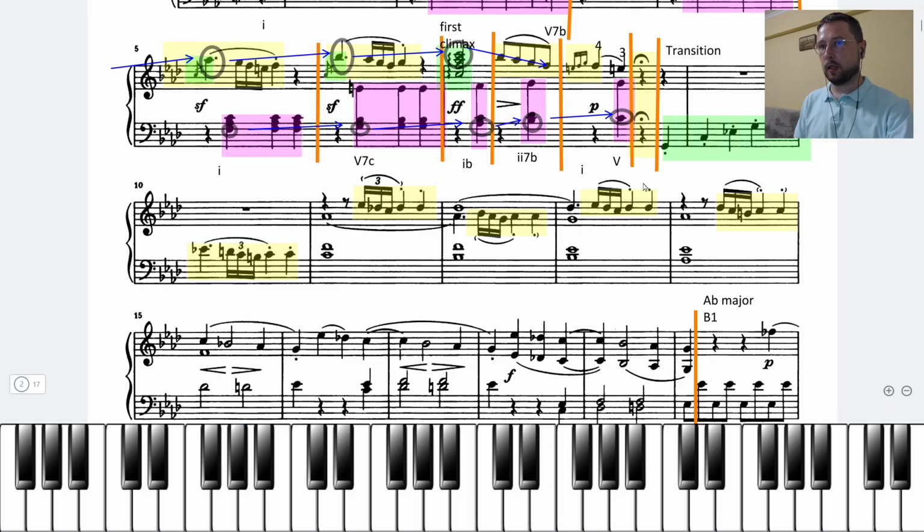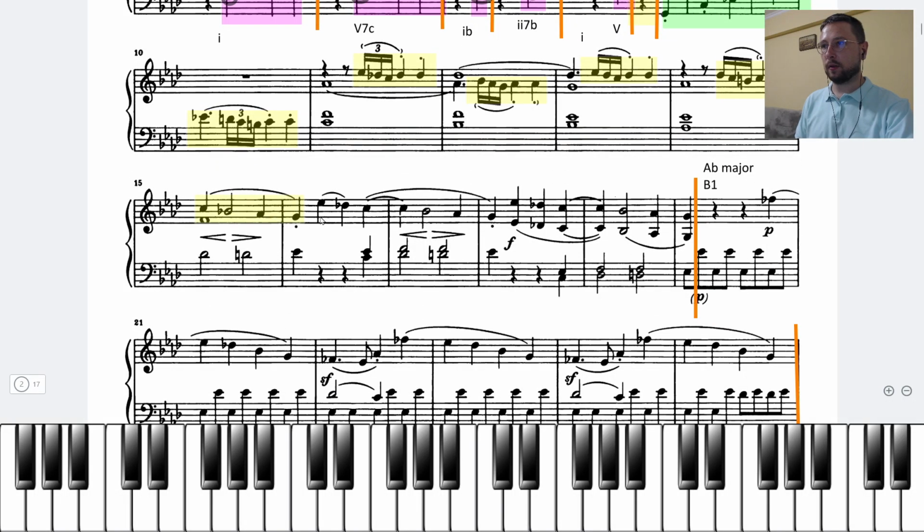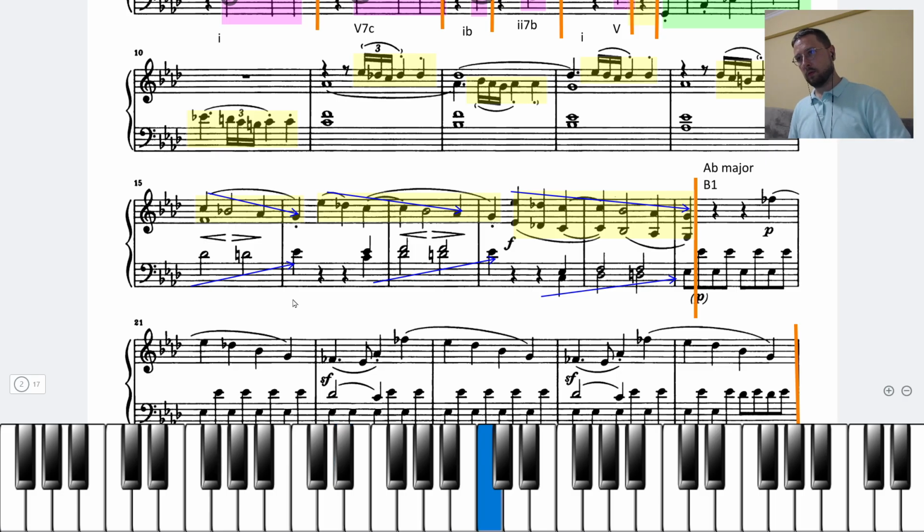That's all restating the same motive. And now we have a scale, which is here, right? A descending scale, very beautifully presented 3 times, and it's basically answered with the left hand in contrary motion. That's left hand, right hand, and both together.